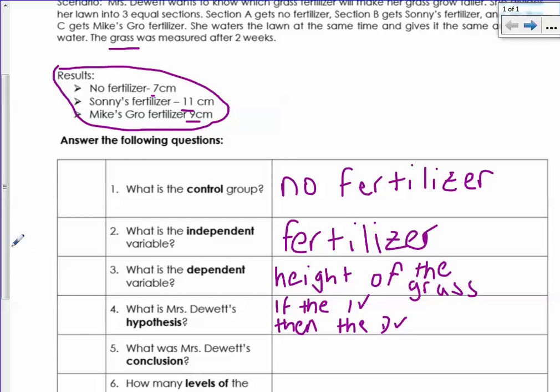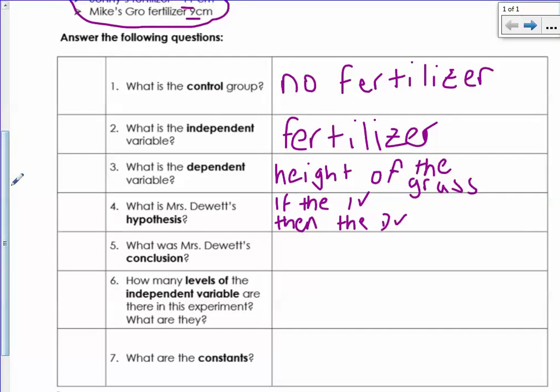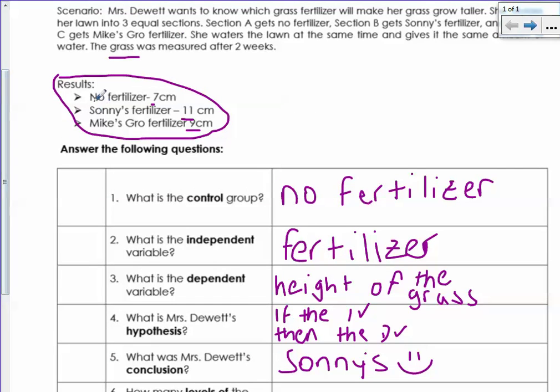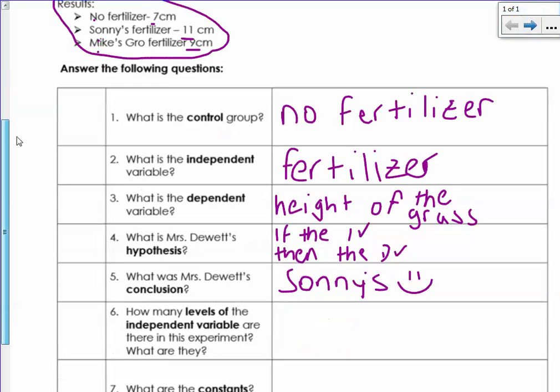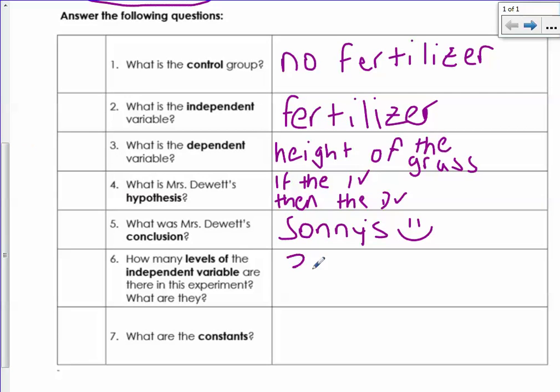All right, so the conclusion. I'm going to look up here at my results, and I'm going to see that Sunny's fertilizer was the best. Sunny's, yay. All right, how many levels are there? We can go up here and look, and we see 1, 2, 3. So there are 3 levels. What are the constants?